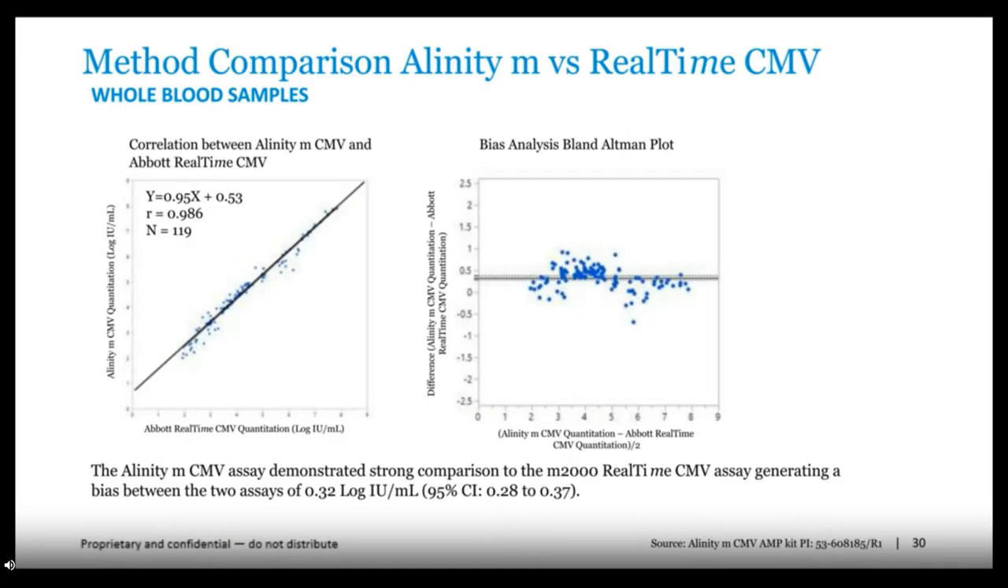The previous slide was plasma. Basically the same sort of results when you look at whole blood samples, and you compare the two Abbott assays on the two different platforms, and the mean bias, or the mean difference here, was 0.32 log international units per mil for whole blood samples. So very similar to plasma.